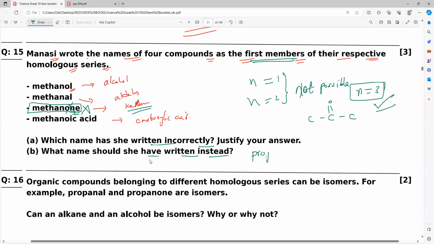Yes, please. Propanol. Clear, everybody? Understand, Mr. Harish Jairas?